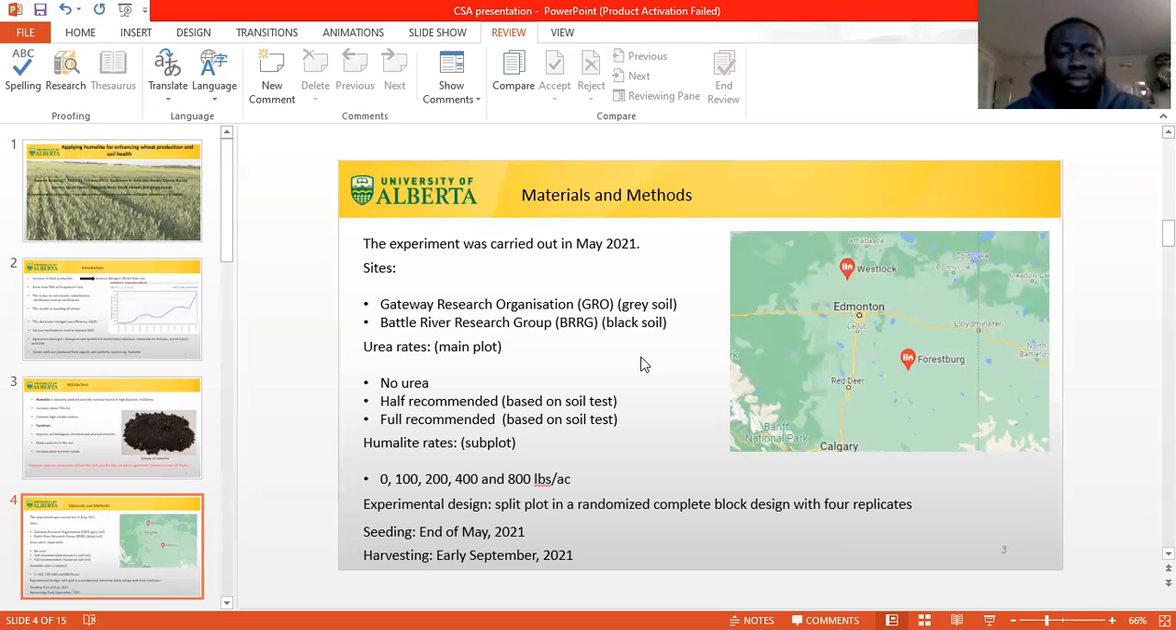The experiment was carried out in a split plot design, where urea was the main plot, and we have 3 levels of urea, which are no urea, half recommended, and full recommended urea based on soil test. And also the humalite was on the subplot. We have 5 levels up to 800 pounds per hectare. The seeding was done at the end of May 2021 and harvesting was done in early September 2021.